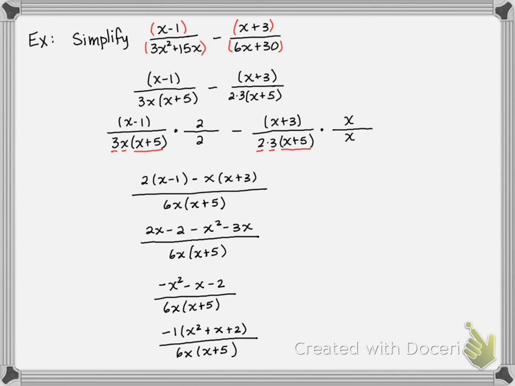What? Skip the step. What step did I skip? Well, the negative 1. I don't know. So from here to here, I just factored out a negative 1, like a GCF of negative 1.